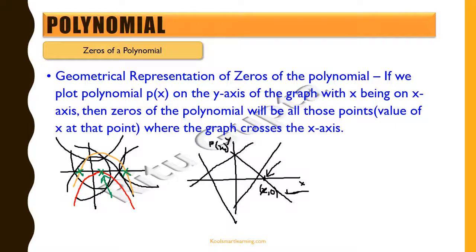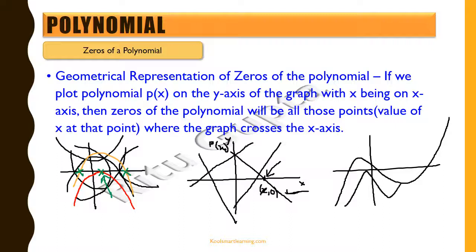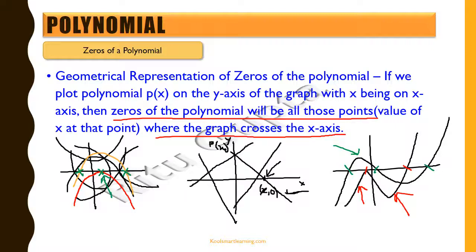Similarly, if we take a cubic polynomial, the curve could be something of this type. It could be something of this type. Now if we see this curve, it is cutting the x-axis at 1, 2 and 3 points. But if we see this curve, this is again a cubic polynomial, but it is cutting the x-axis at only 2 points. So this means that this cubic polynomial may have only 2 unique zeros. So this is how we represent the zeros of the polynomial graphically on an xy graph. The zeros of the polynomial will be all those points where the graph crosses the x-axis.